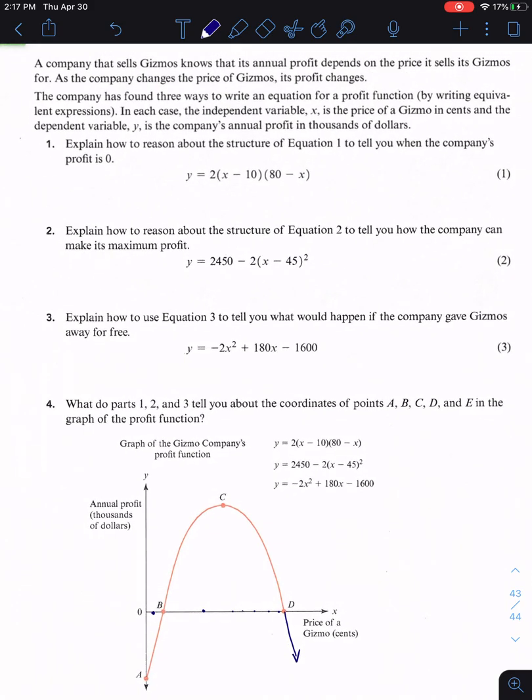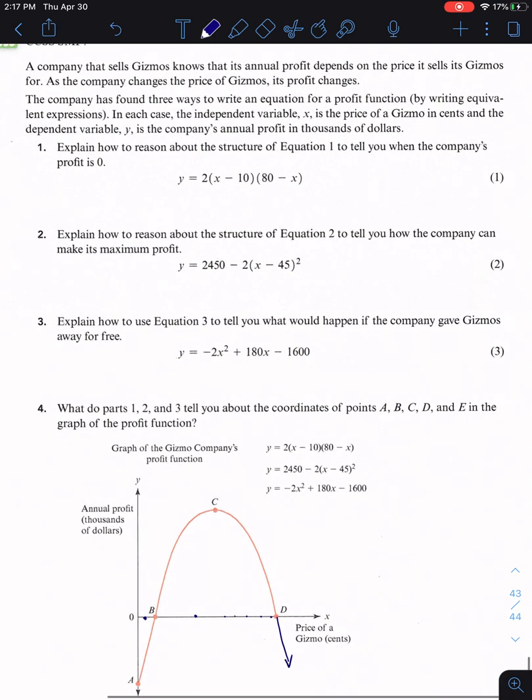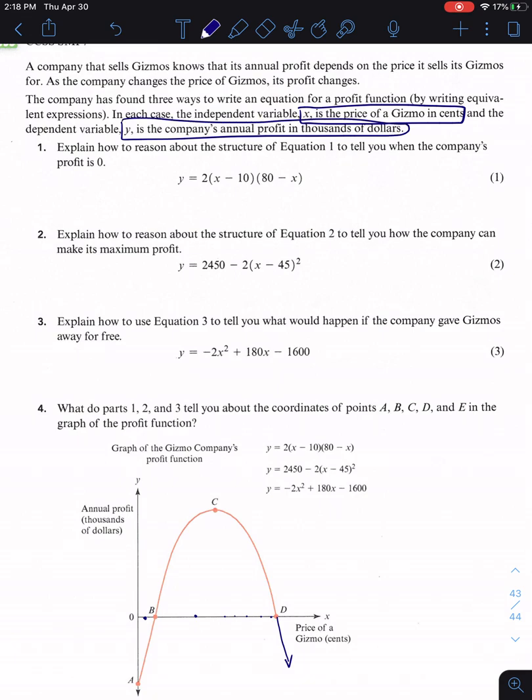So let's take a look at the questions. The company has found 3 ways to write an equation for the profit function by writing equivalent expressions. In each case, the independent variable x is the price of a gizmo in cents. So x is the price of gizmos in cents. And the dependent variable y is the company's annual profit in thousands of dollars.